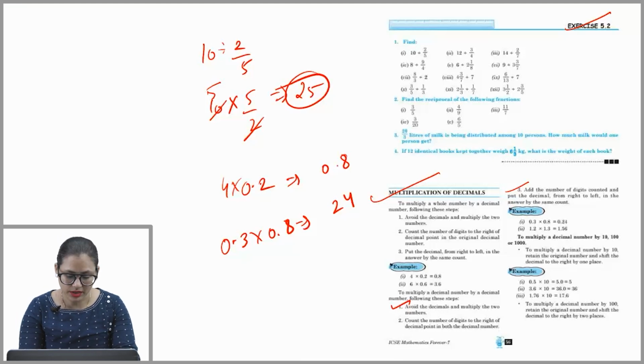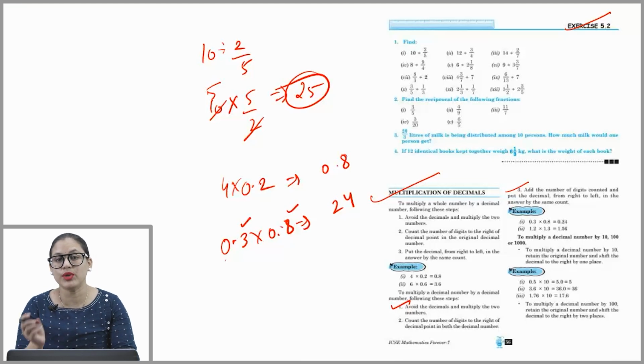1 digit and 1 digit, so 1 plus 1 is 2. That means we have to put the decimal after 2 digits starting from the right. So 0.24. Now, to multiply a decimal by 10, 100 or 1000.